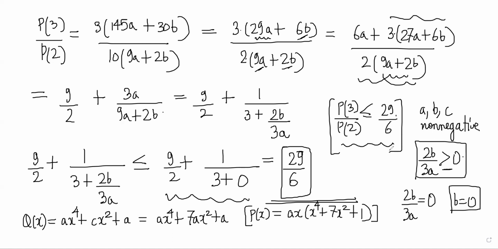And if it is self-reciprocal, the number of variables in q of x is limited. It has only 3 variables a, b, and c. We wrote a, b, and c. We used the data that p of 2 is equal to 10 times p of 1 to get basically c is equal to 7a. And then we tried to find out the ratio of p of 3 by p of 2. And we were able to set up an inequality to figure out the result. Right? So that is one example where the concept of reciprocal polynomials plays a major role in solving the problem.